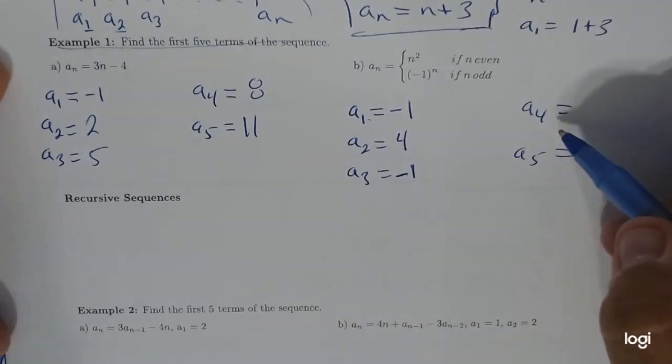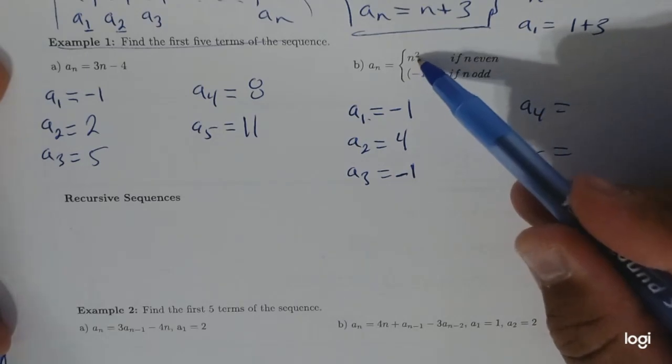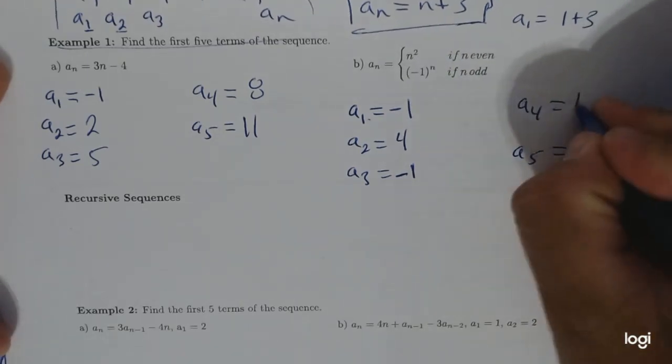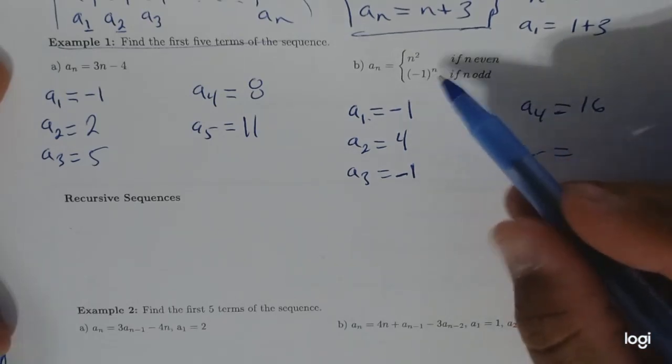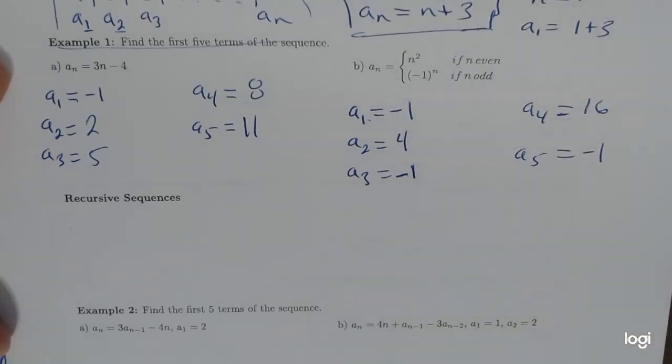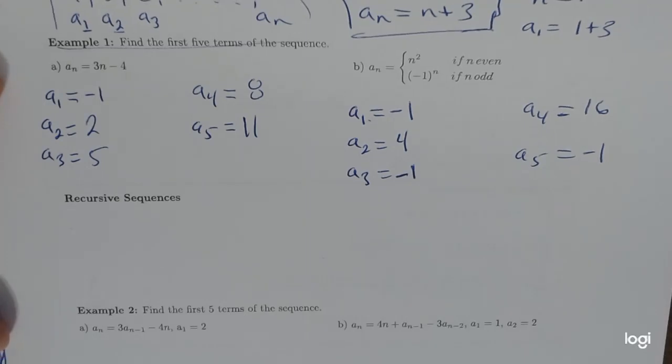Next one, 4. So 4 is even, so it goes here. 4 squared gives you 16. And finally, 5 is also odd. So negative 1 to the fifth power is, again, negative 1. So hopefully it's not too bad, right? It literally is just a function. We just have different notation based on that kind of stuff.